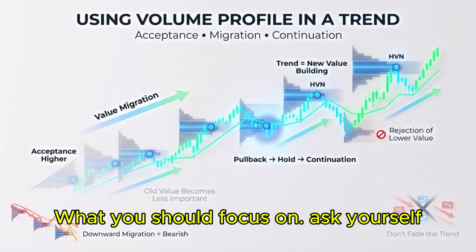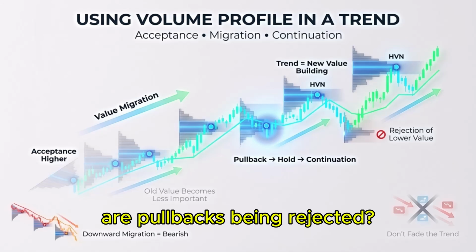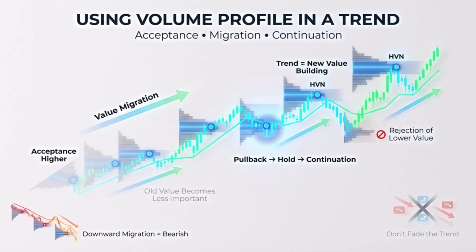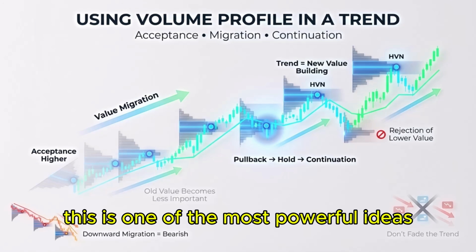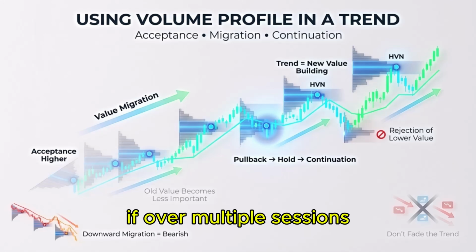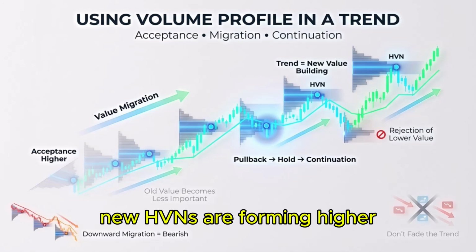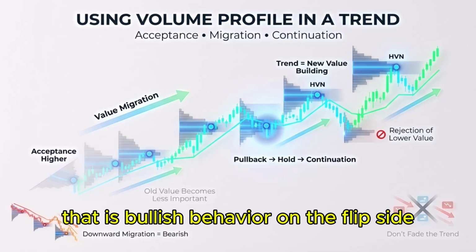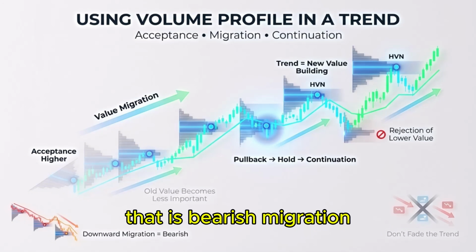What you should focus on. Ask yourself, is the market accepting new prices? Are pullbacks being rejected? Is value shifting or staying the same? Value migration, key concept. This is one of the most powerful ideas. If over multiple sessions POC is moving higher, value area is shifting higher, new HVNs are forming higher, that means money is accepting higher prices. That is bullish behavior. On the flip side, if everything is shifting lower, that is bearish migration.